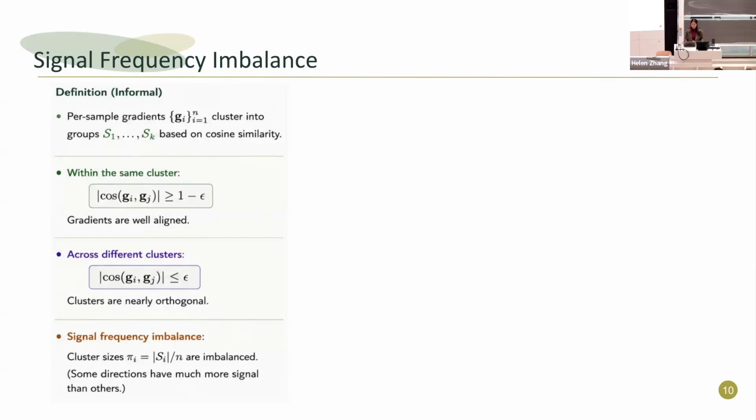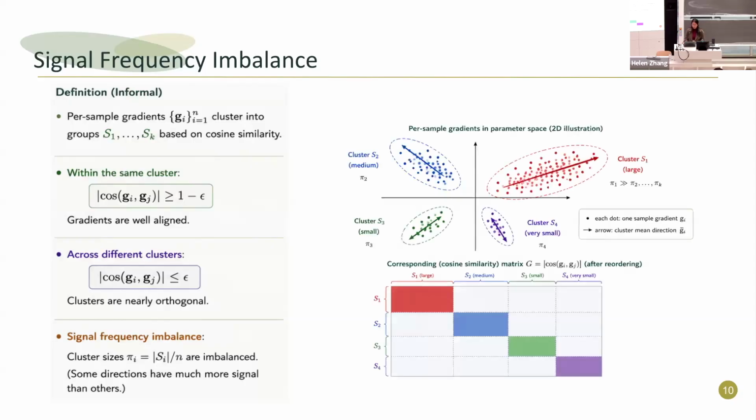class signal frequency. And if these groups are of different sizes, then we call it signal frequency imbalance. The intuition is that you have bigger clusters of gradient directions and smaller clusters of gradient directions, and between these clusters, not too correlated. If you look at the example gram matrix, it will have a block diagonal structure, where some blocks are larger, some blocks are smaller.